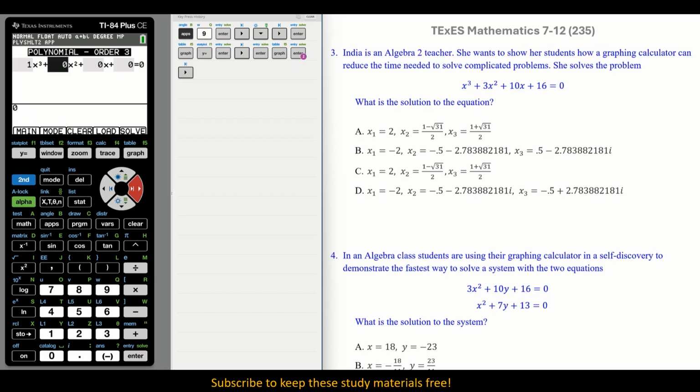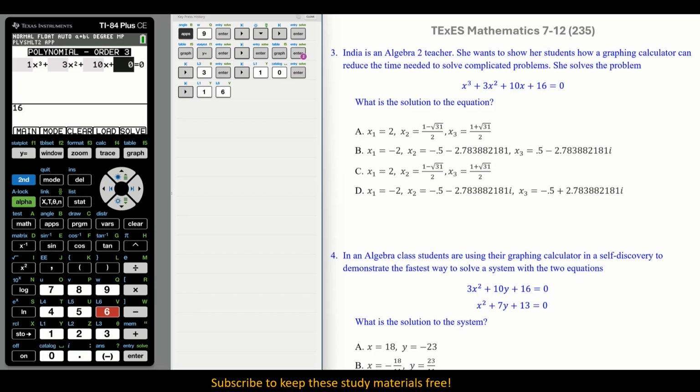Okay, so I arrow over. Now I need a 3. Okay, all right. Now, plus is fine. So arrow over, and then I need a 10. All right, push enter, arrow over, and then I need a 16.